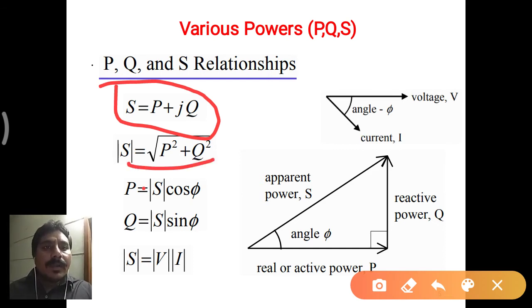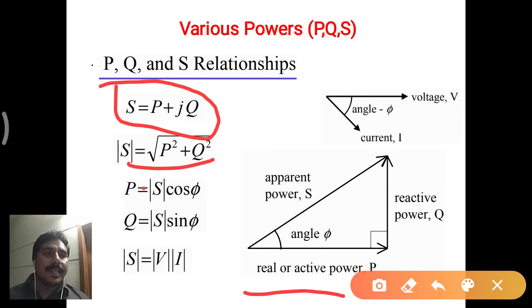And P is equal to the magnitude of S into cos theta. The magnitude of S is equal to voltage into current. So P is equal to voltage into current into cos theta, and Q is equal to voltage into current into sin theta. Coming to the power triangle, on the x-axis we represent the active or real power. This is the real power, the reference axis.